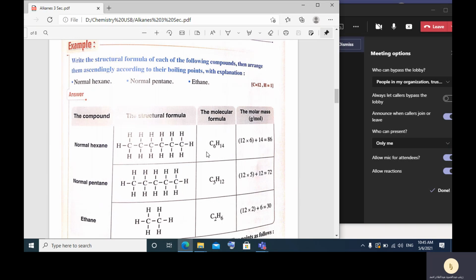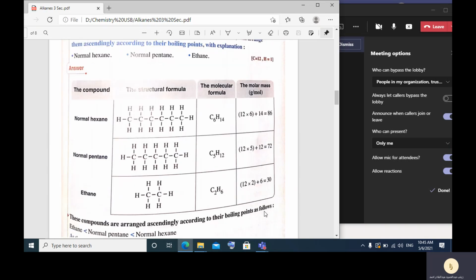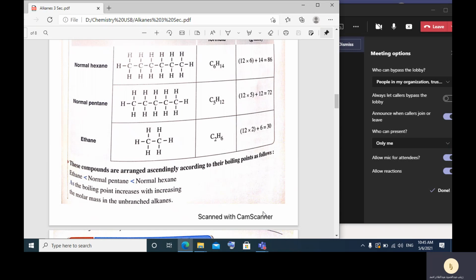Its molar mass, the number of carbons 6 times 12, the atomic mass of carbon, so its molar mass is 86. Normal pentane contains 5 carbon atoms, so its molar mass will be 72. Ethane has 2 carbon atoms, so the molar mass equals 30. When we compare the 3 compounds, which one has the lower boiling point? As the number of carbon atoms increases, the boiling point and the melting point increase. So the lowest boiling point is for ethane, then normal pentane, then hexane. So the compounds are arranged ascendingly according to boiling point as follows: ethane, then pentane, then hexane, as the boiling point increases by increasing the molar mass of unbranched alkanes.